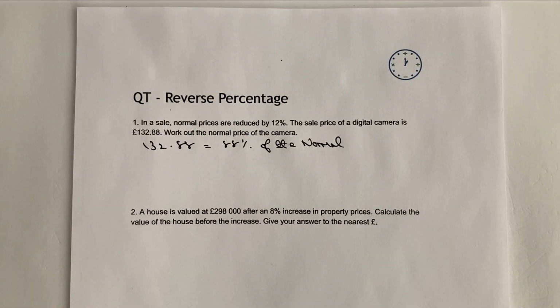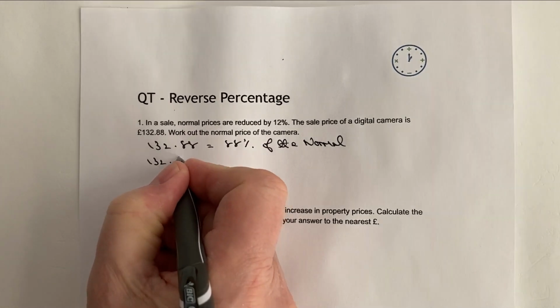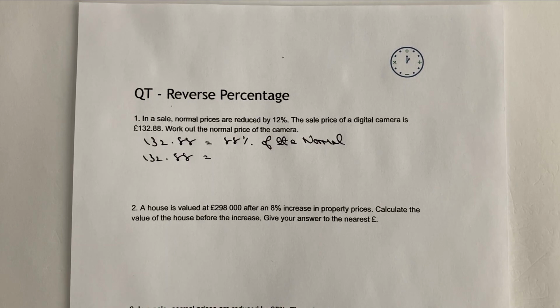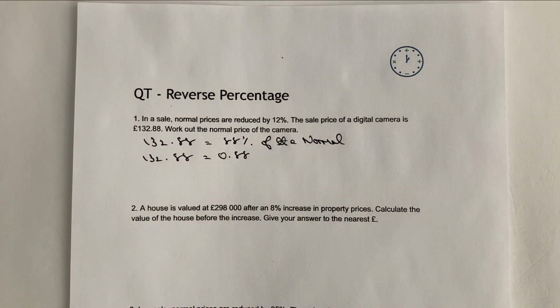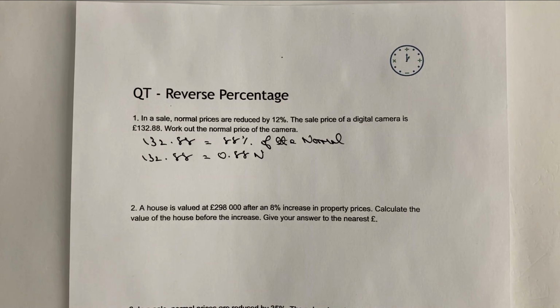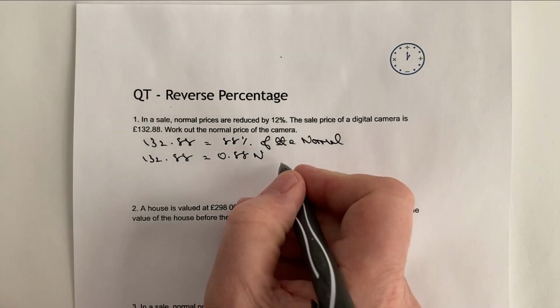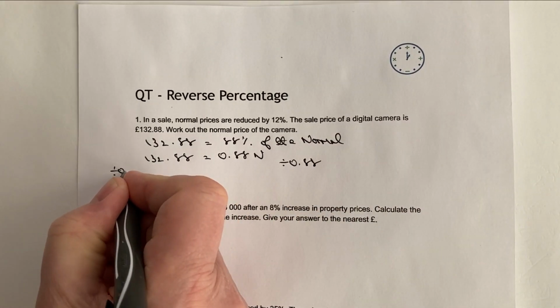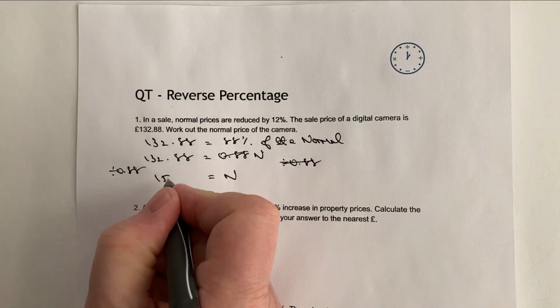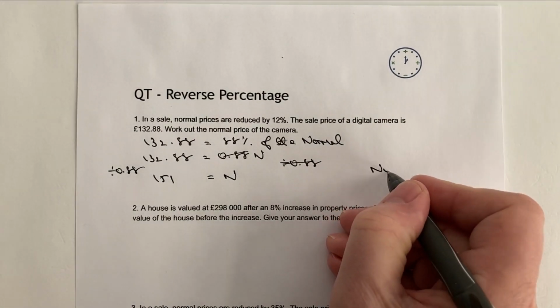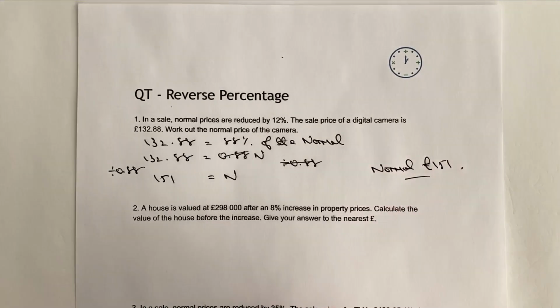So if we convert this back into something that we can actually use, we've got 132.88. Now, rather than writing 88%, I'm going to convert that to a decimal, which is going to be 0.88. And rather than writing "of the normal", as I'm sure you appreciate, "of" in maths means multiply, so rather than writing multiply by the normal, I'm just going to write n, which is the normal price. And what this says is 0.88 times n. So if I'm going to get the value of n, I divide both sides by 0.88. If I divide that side by 0.88, this will cancel out and I get n. And on the left-hand side I'm going to get 151. So the normal price before the sale is going to be £151.